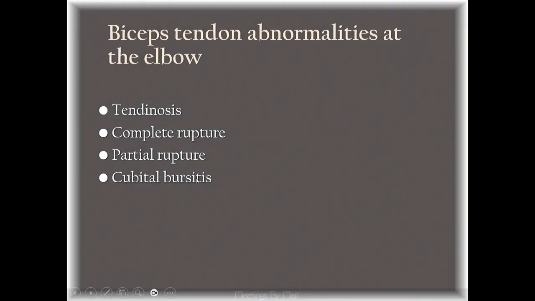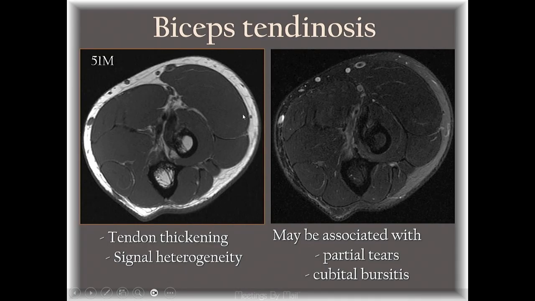Okay, so here are the lesions we typically see at the biceps: tendinosis, complete tear, partial tear, cubital bursitis. So let's look at examples of these. Tendinosis, like tendinosis anywhere, we have the signs on MR listed here: tendon thickening, some signal heterogeneity, so this is quite a bit thicker than the last case I just showed you. And tendinosis, like anywhere else, may be associated with partial tears, and in the elbow with cubital bursitis.